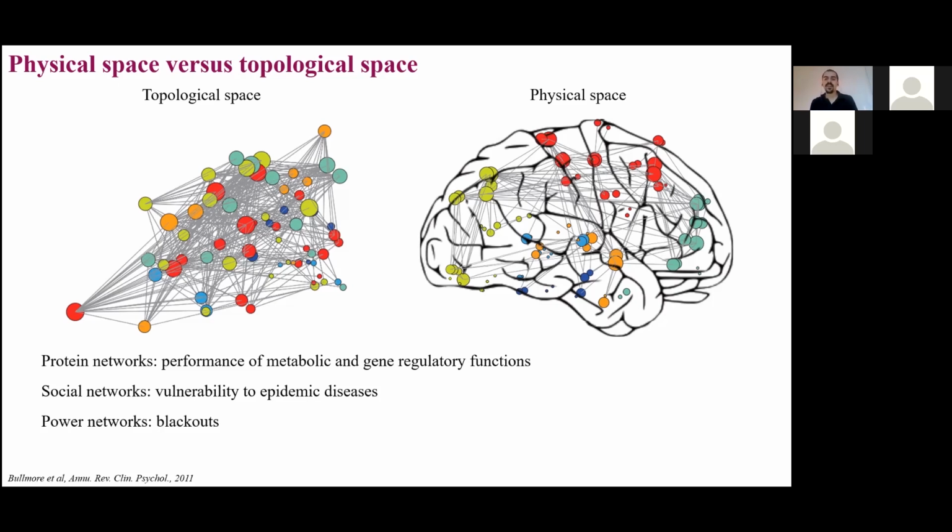So although the brain is in physical space, topological properties of the brain networks are going to become very important for these things that I'm going to speak about. I'm going to discuss now that this topological organization is related to the robustness of the brain network to perform different functional tasks and to actually adapt in different cases.